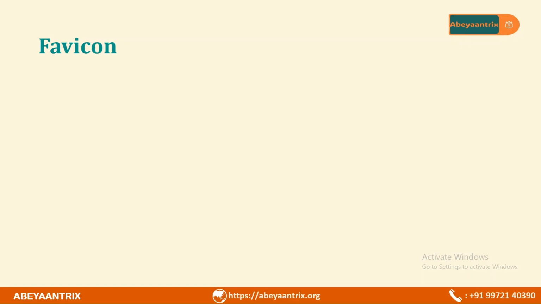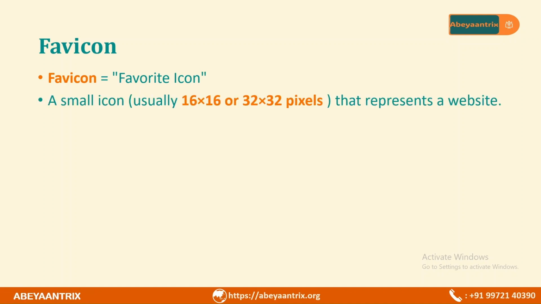Now let's talk about favicons. You might be wondering what a favicon is. Favicon stands for favorite icon. It's that small icon you see in the browser tab next to the title. Whenever you run your application, you can see some web symbol, right? There you can add your own icon. That is what we call a favorite icon or favicon. It's usually 16 by 16 or 32 by 32 pixels in size.